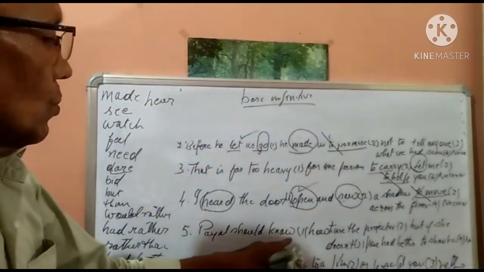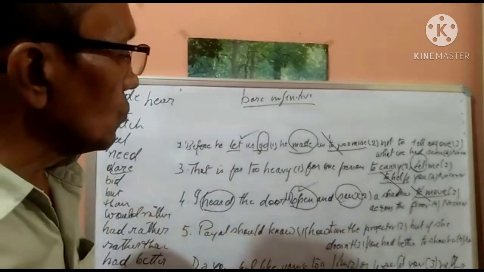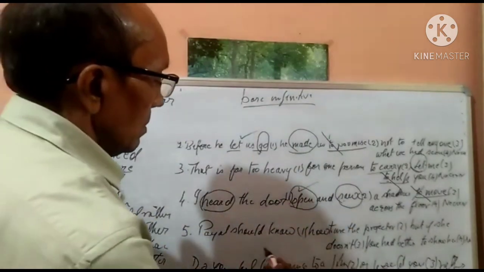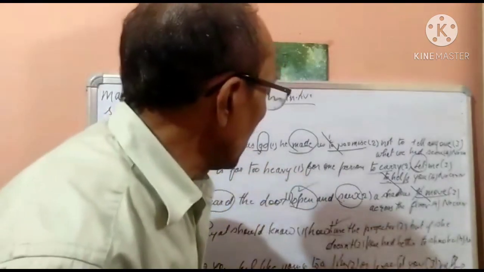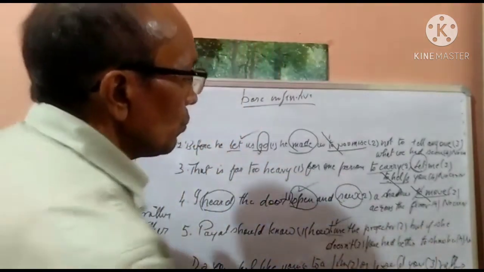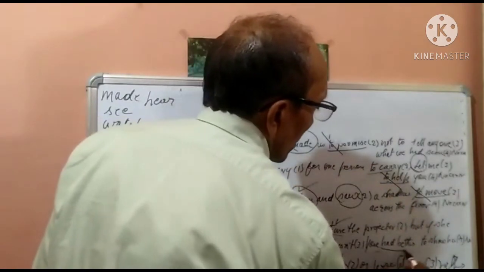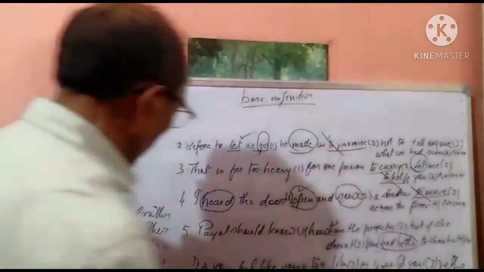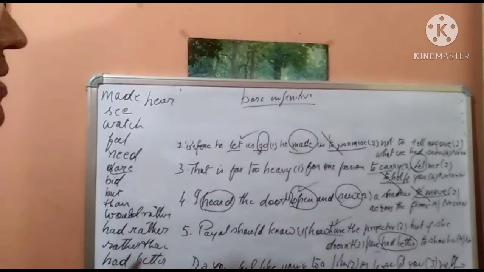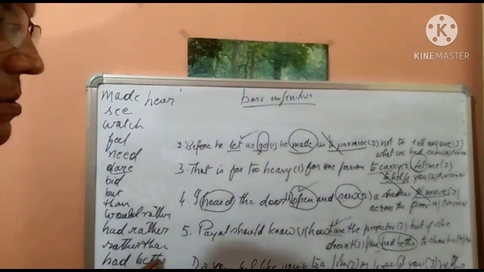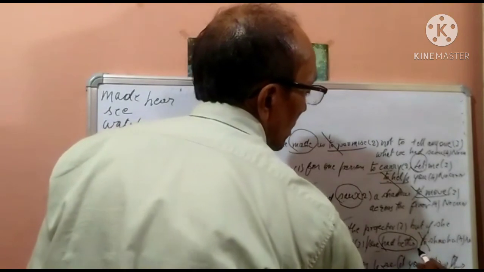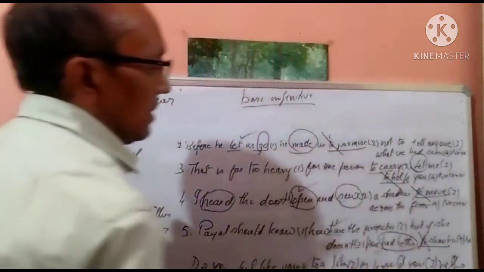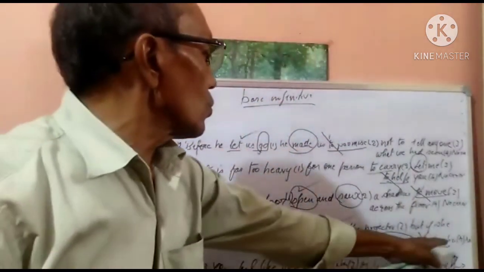Now fifth question. Payal should know how to use the projector. Should know how to use, this is correct. But if she doesn't, you had better to show her. Now had better, I have told you. With had better, we use bare infinitive. That means to is not applicable here. So this is incorrect. It should be you had better show her.